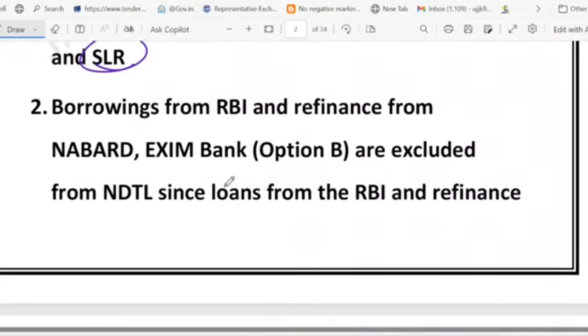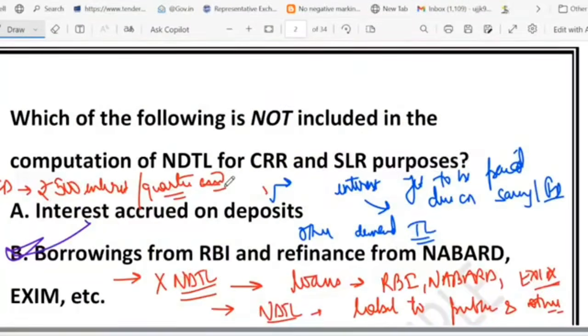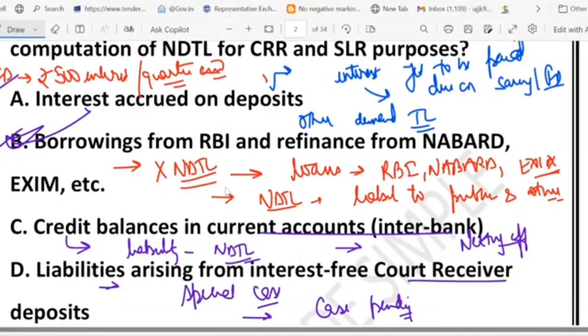And what is included in NDTL? Remember it, very very important. First of all, interest accrued, that means interest payable on deposits, is included. Then current account balance of other banks is included. But what is excluded? Borrowing from RBI, borrowing from NABARD, borrowing from Exim Bank. These are excluded. And there are some special cases like court receiver funds, which are also excluded. Hope this breakdown makes it super clear.